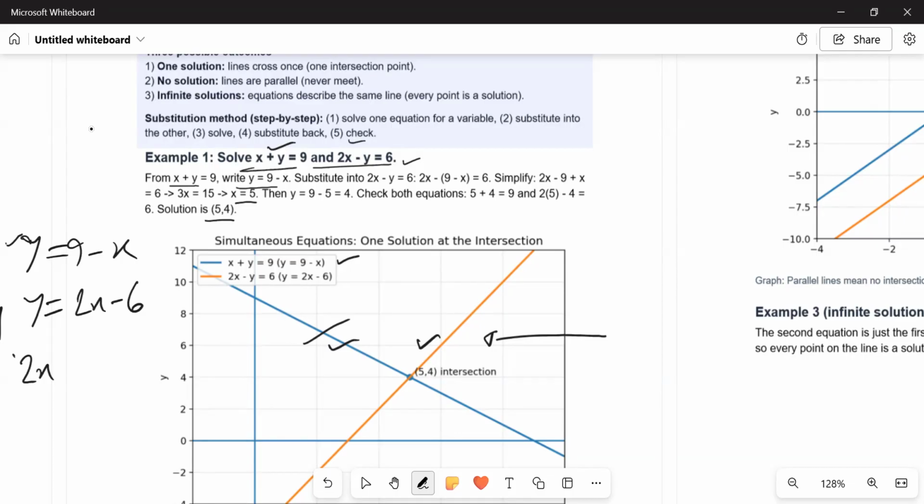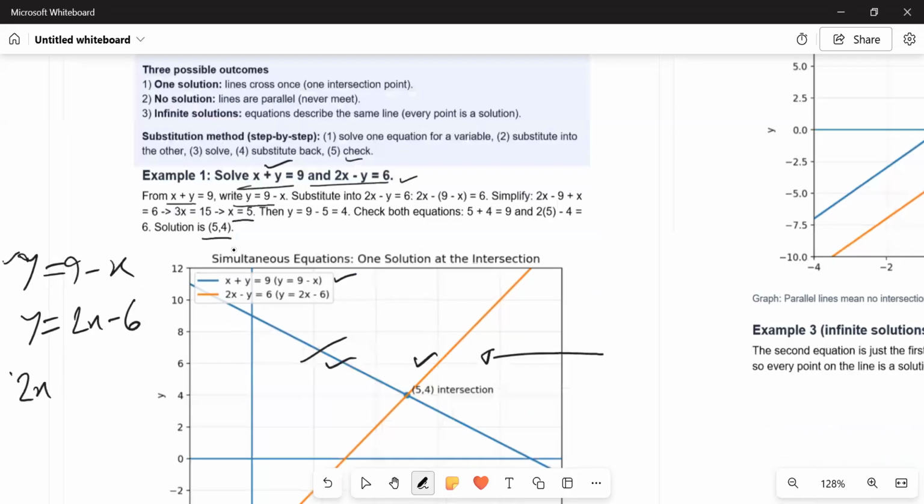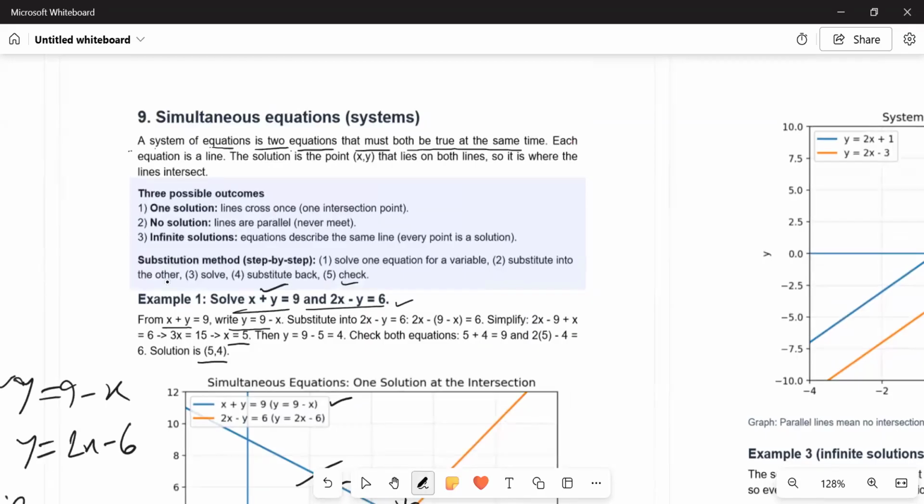What does it mean? This coordinate, this point, is actually the intersection point. When I have two equations which have one solution at the intersection, I will call them simultaneous equations. Let us now look at the explanation. A system of equations is two equations that must both be true at the same time, meaning at the intersection point.